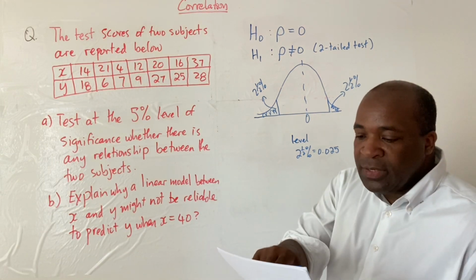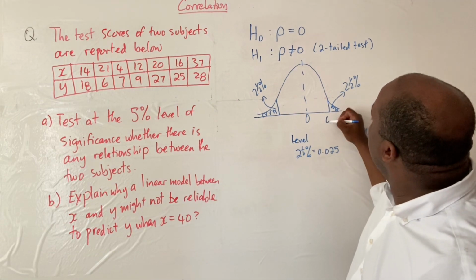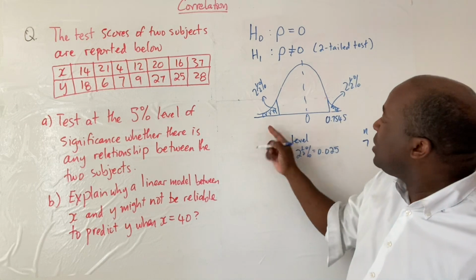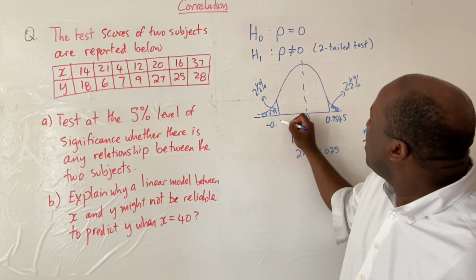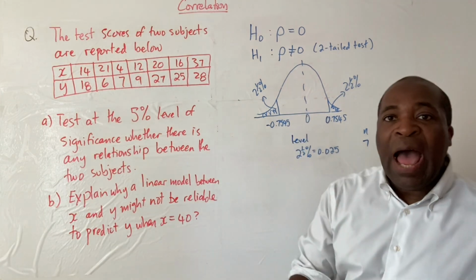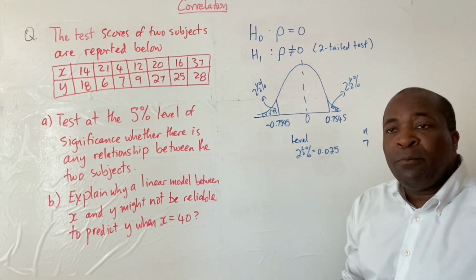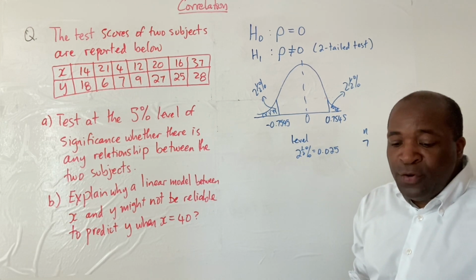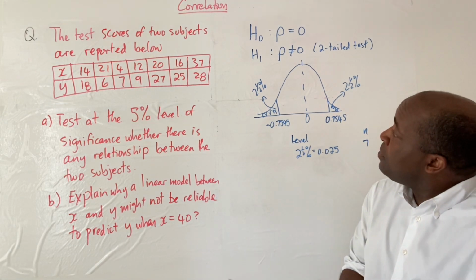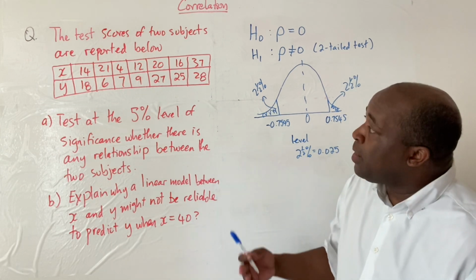So when I do that, I'm going to get 0.7545. Since it's a two-tailed test, it's going to be both positive and negative 0.7545. So in absolute terms, in order for me to reject the null hypothesis, I must get a value that is greater than 0.7545.